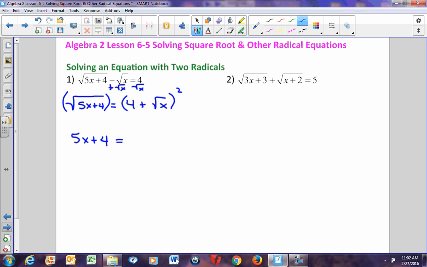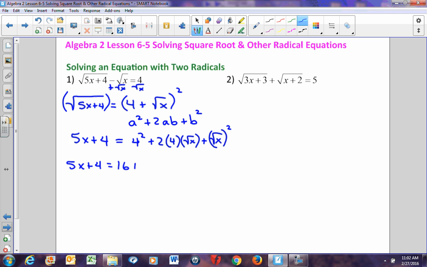Okay? Remember, it's an a plus b squared. So it becomes a squared plus 2ab plus b squared. So it's going to be 4 squared plus 2 times 4 times the square root of x plus the square root of x squared. Okay? Remember, if you can use those special products, you'll save yourself a lot of time. So we get 5x plus 4 equals 16 plus 4 times 2 is 8 square roots of x plus x.